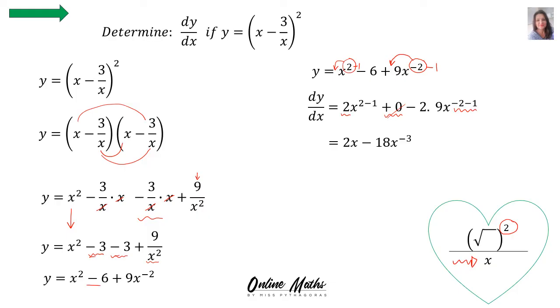And then if you want to, you can write your answer with a positive exponent, or we say write your answers with positive indices, or write your answer with a positive index. All of that means a positive exponent. Therefore, 2x minus 18 over x to the positive 3.